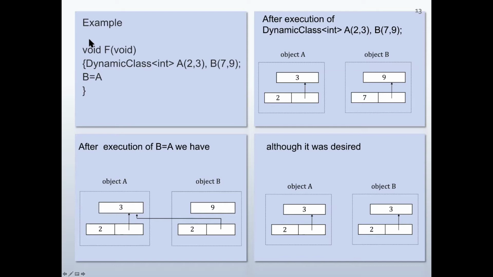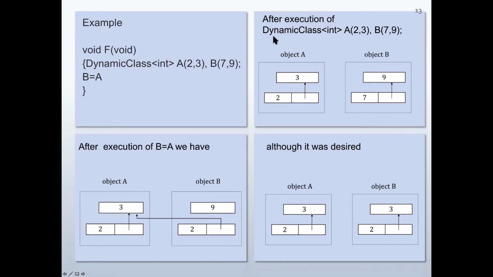Here there is an example to show the assignment issues. We have a function f. There is no parameter as input, and there is no output of the function. Within the function, an object named A with parameters 2 and 3 is declared of type dynamic class int, and also another object B with parameters 7 and 9 is declared here. And then we have an assignment, B assigned value A, and this is the end of the function.